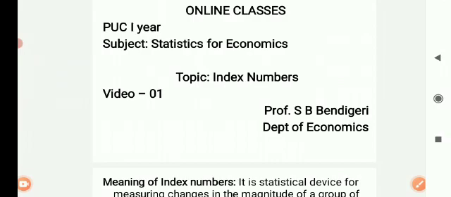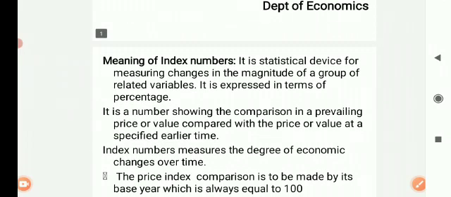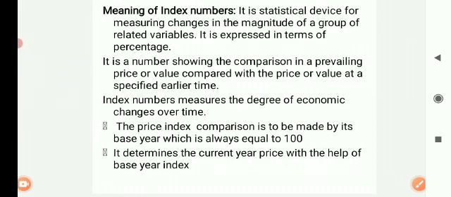Now look at the meaning of index numbers. It is a statistical device for measuring changes in the magnitude of a group of related variables. It is expressed in terms of percentage. It means that index numbers are the statistical device for measuring changes in the magnitude of a group of related variables.